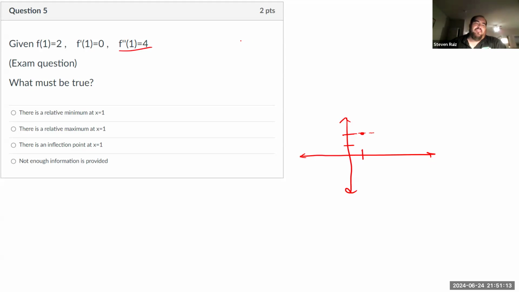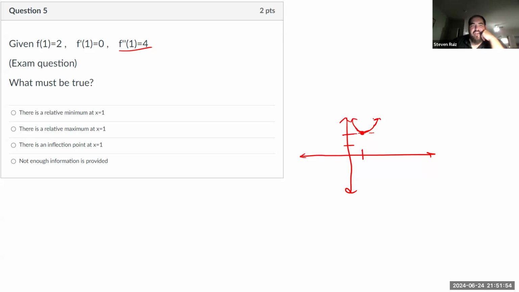So the instantaneous rate of change of f' is a positive value. So basically, as I come from the left of x equals 1, the derivative is going to be increasing, and then the derivative is going to become 0, and the derivative is going to be increasing thereafter. So because of that, I believe I have a graph that looks like this. Basically, as I go from left to right, I have negative slopes, a 0 slope, positive slopes.